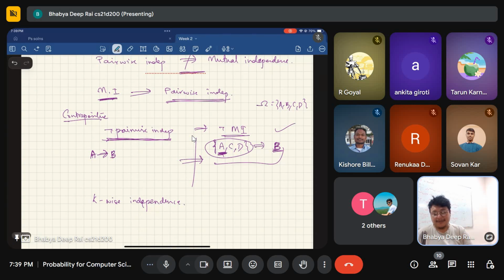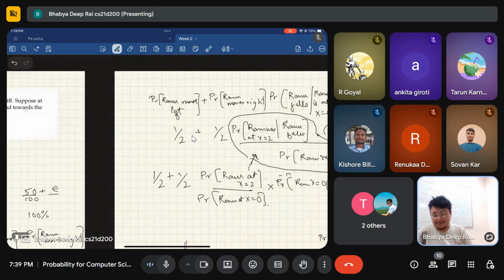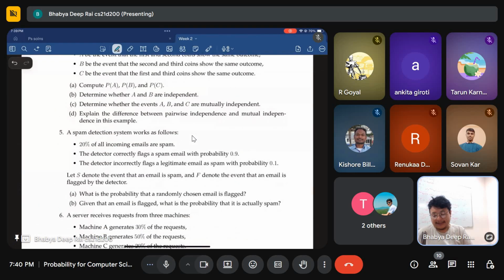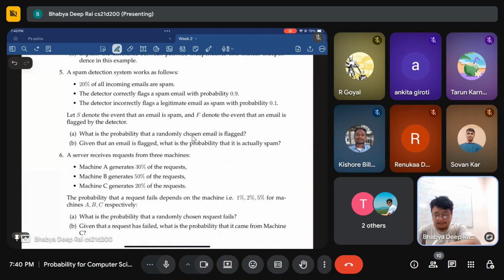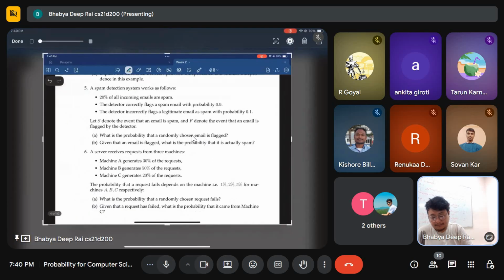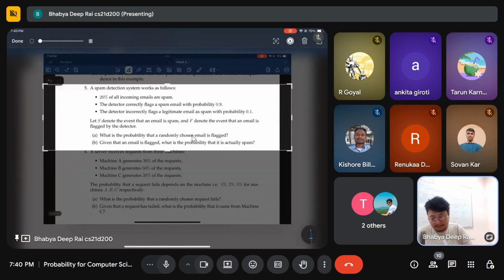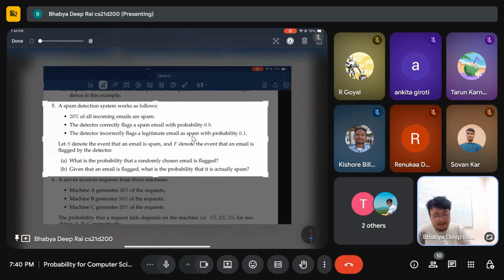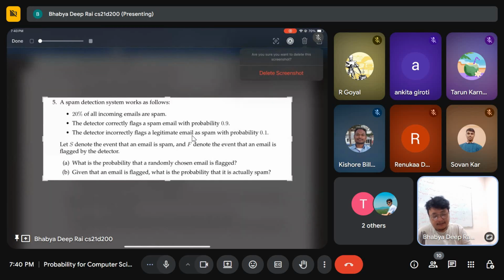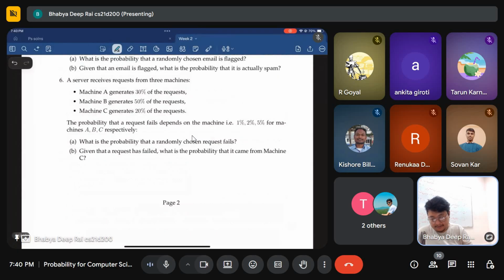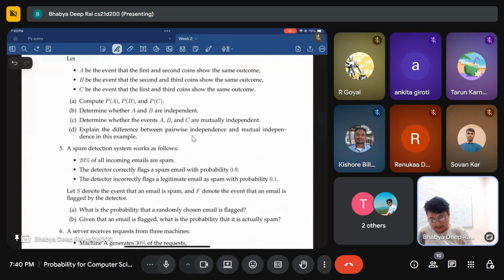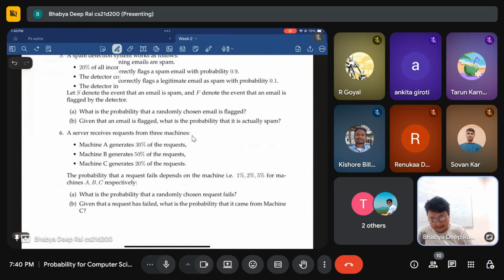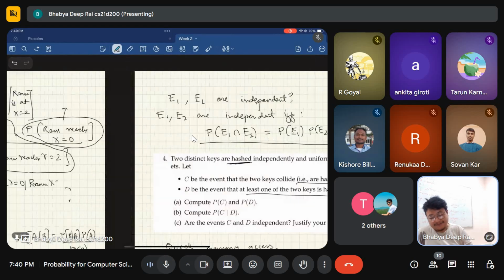Great. Okay. Now it's 7:40. So let's move on to Bayes theorem. What are the questions? Oh, there are only 6 questions. I feel like there was one more, but okay.